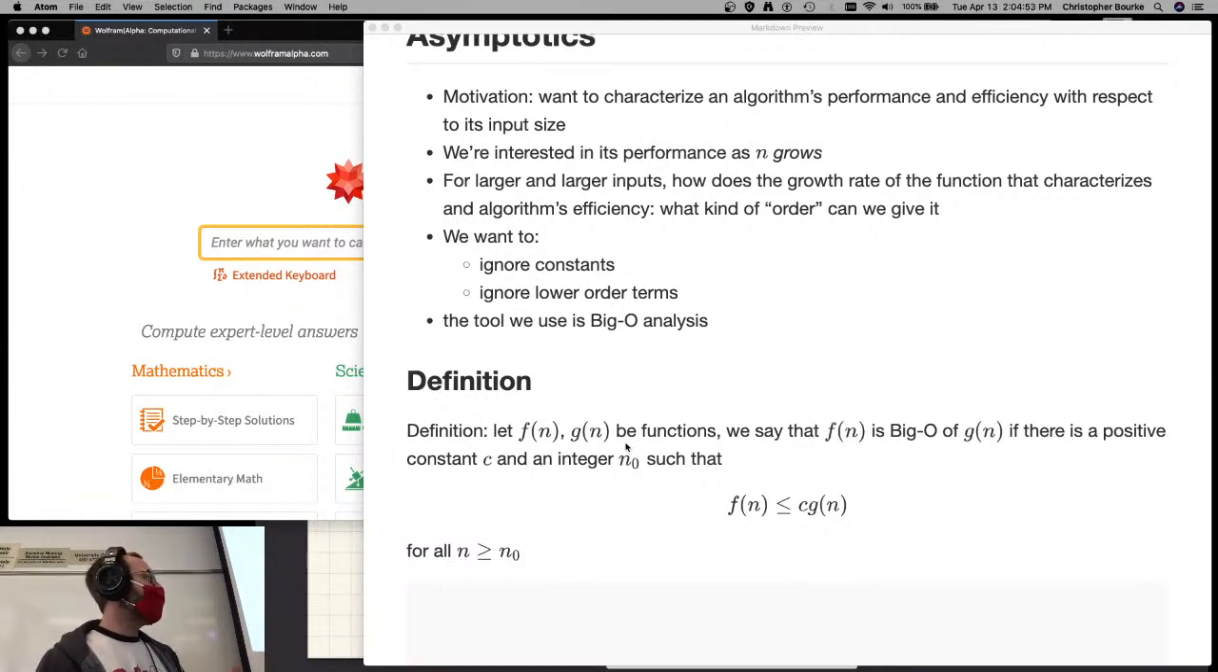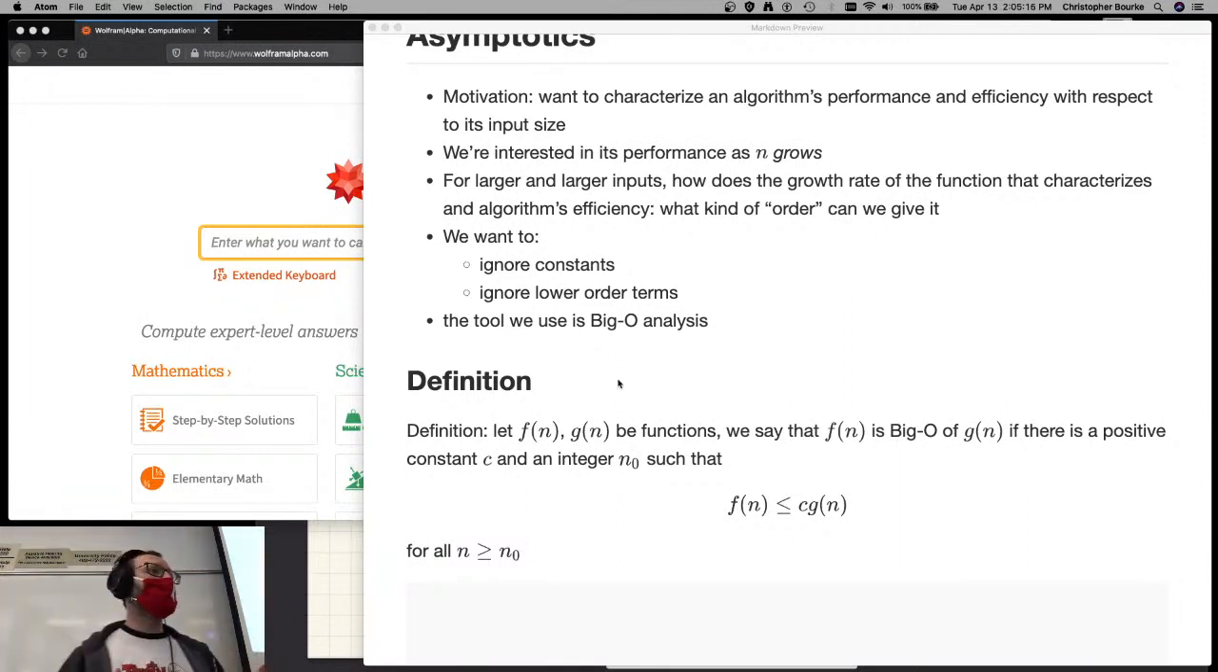We say that f of n is big O of g of n if there is a positive constant c and an integer n naught such that we can come up with this inequality. f of n is bounded above by g of n multiplied by some constant c, after a certain point. All right? So in other words, for all n greater than or equal to n naught.